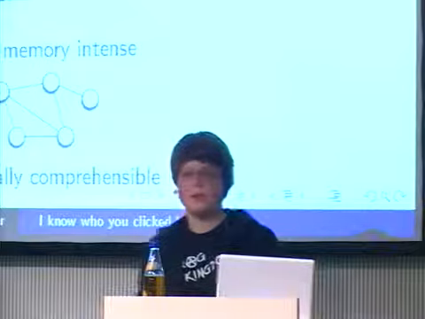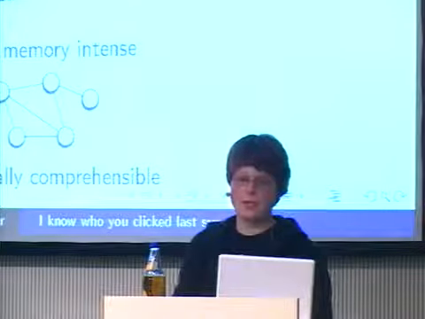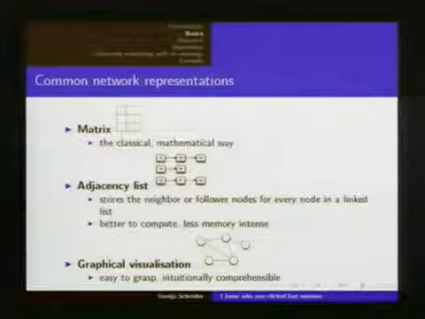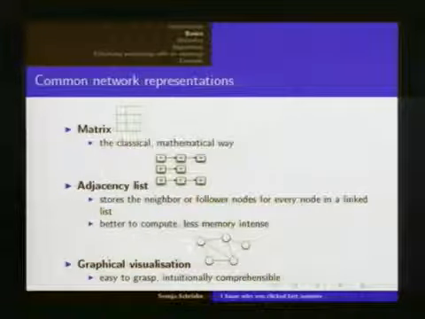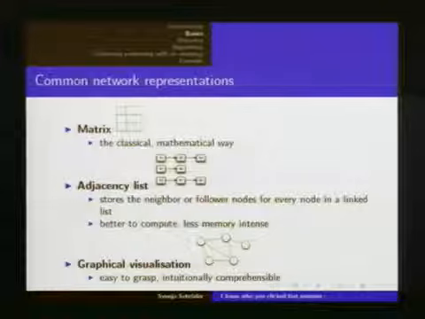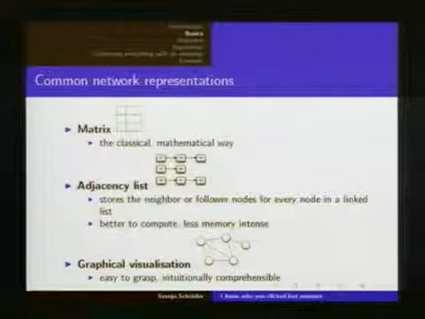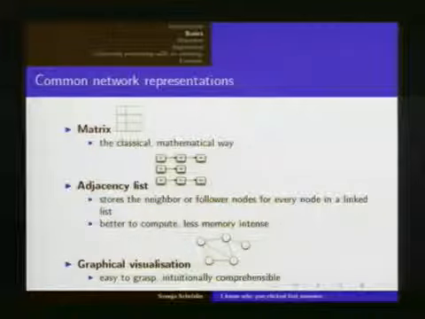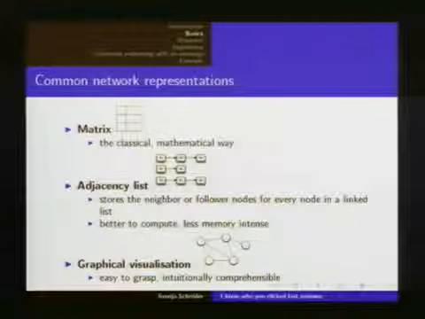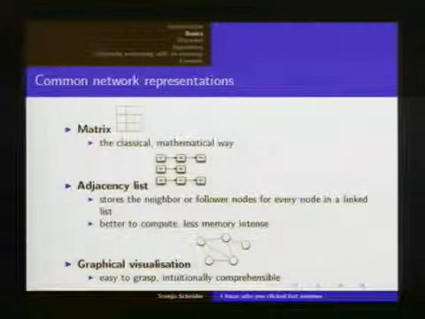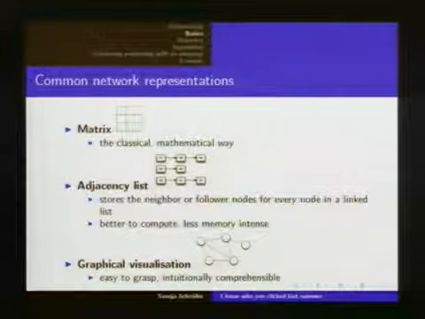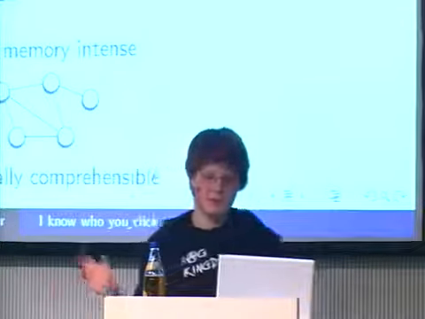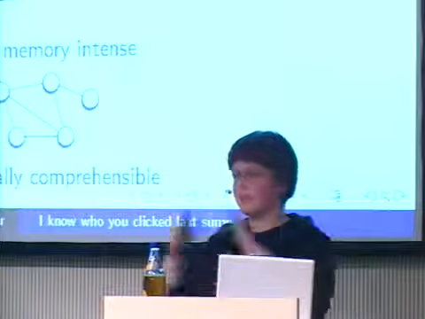So this is a more compact representation of a network, but it's better to compute and less memory intense. And there's, of course, the graphical visualization, which is easy to grasp and intuitively comprehensible, because you can see in a network who is linked with whom, and you don't have to scroll through a large matrix to guess who is linked with whom. But it also has some limitations, because if you imagine a network with 500 people, it's not even intuitive to grasp, because it's too big.